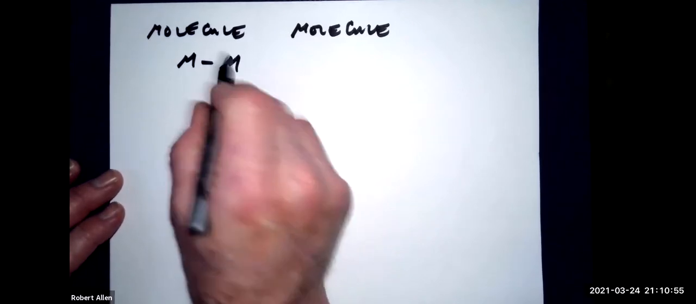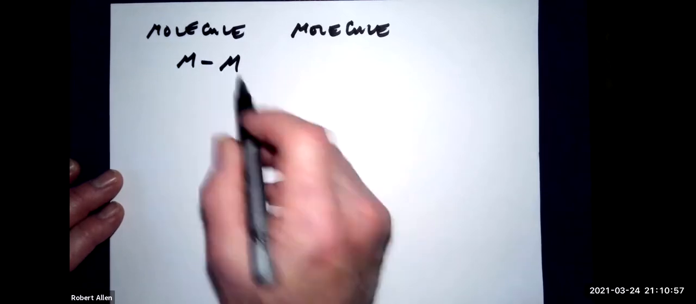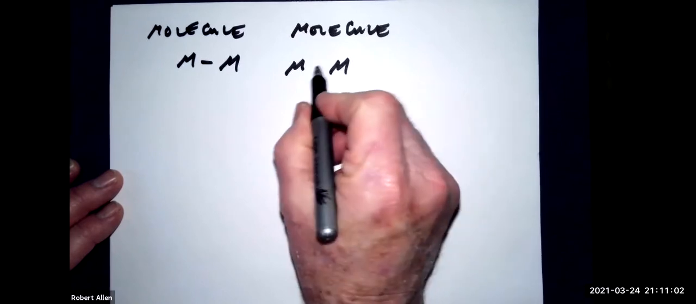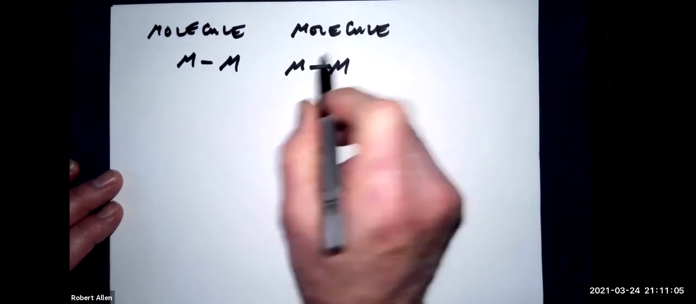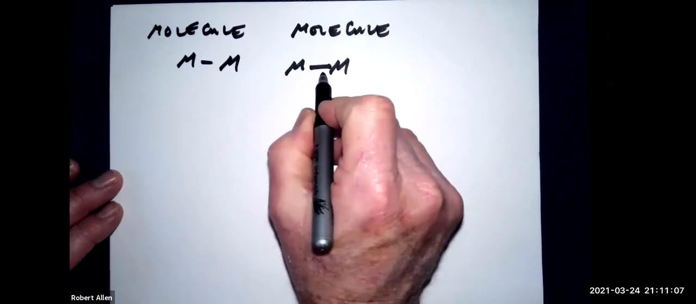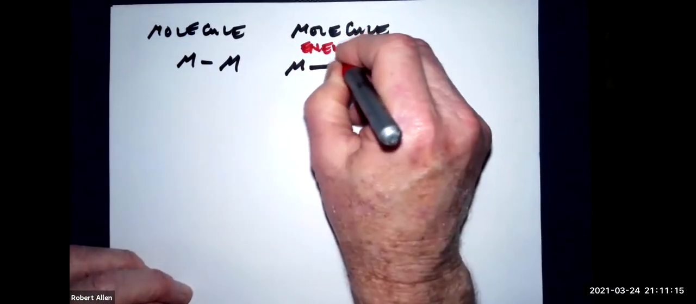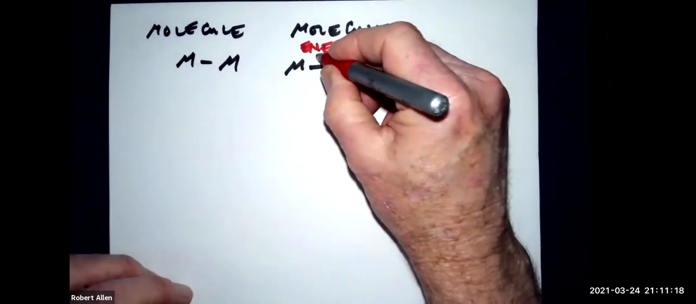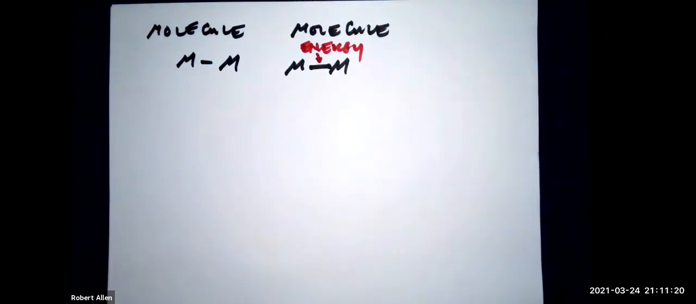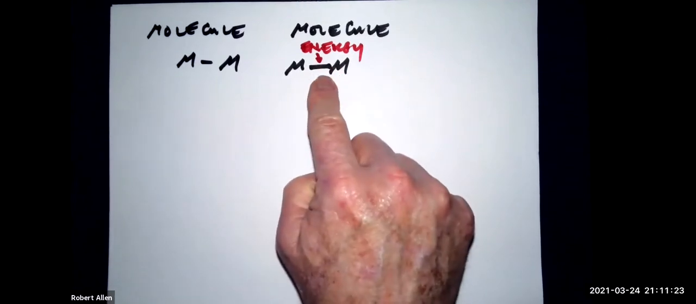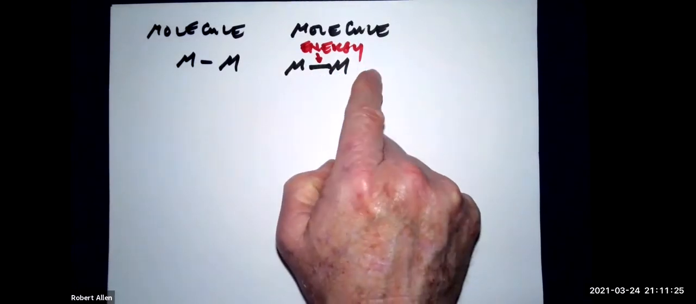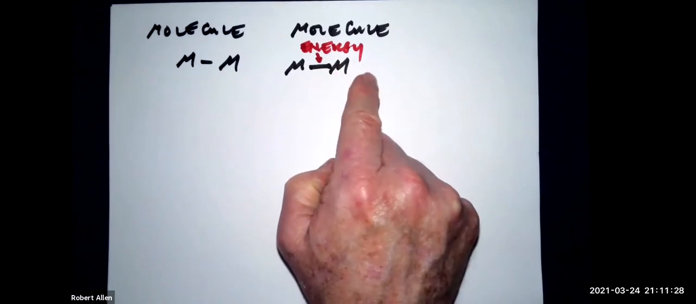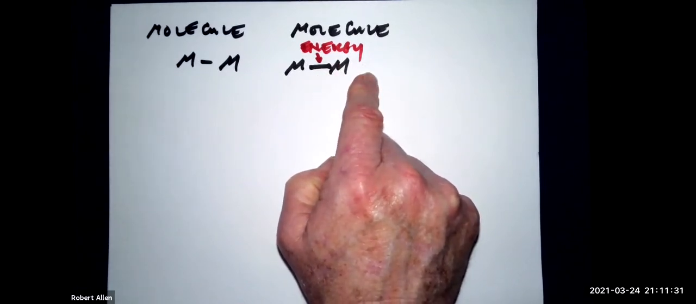So how does that bond occur? How do you get from two molecules to putting a bond between them? Well, it requires energy to put that there. You need an energy input. You need to add energy into the system, to those two molecules, to make them bond. It requires energy to make a bond. All right, so there we go.